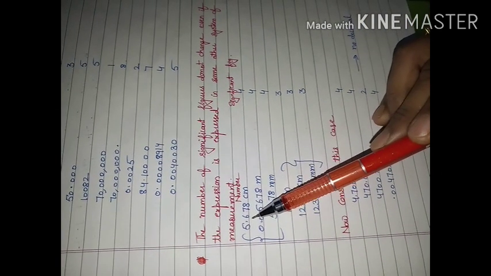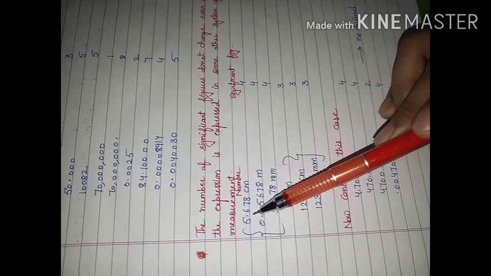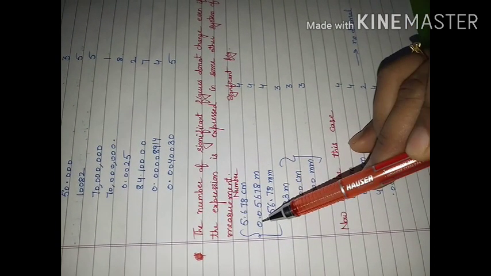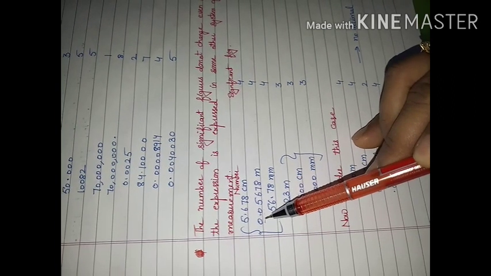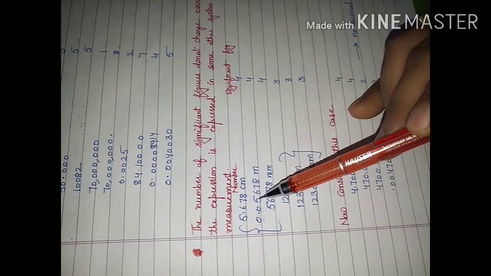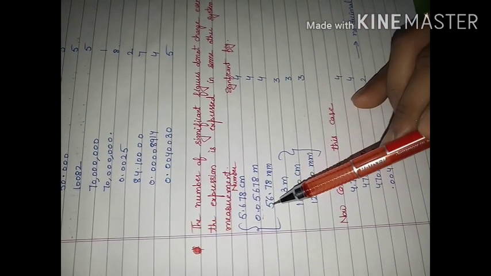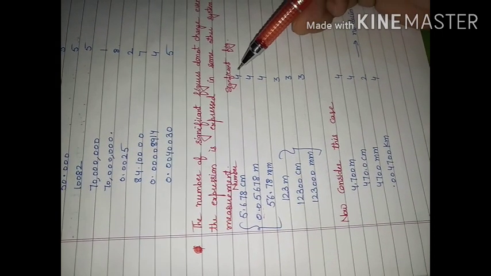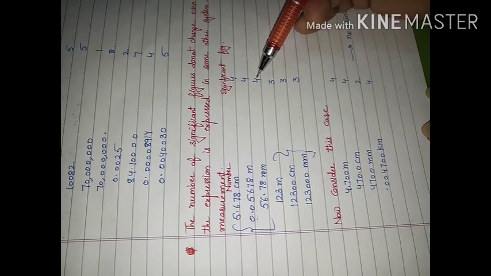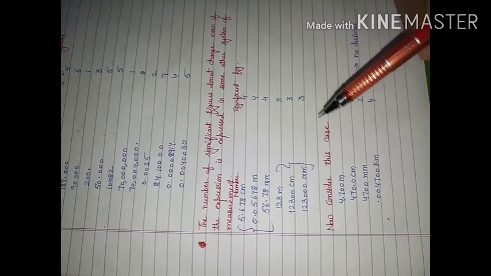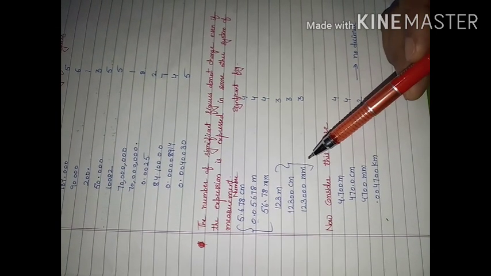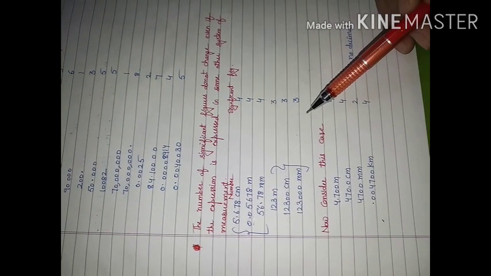Here the number of significant digits will be 1, 2, 3, 4. These zeros will become insignificant. So 1, 2, 3, 4. 1, 2, 3, 4. So the number of significant figures will remain the same if you are going to move from one system to another system.